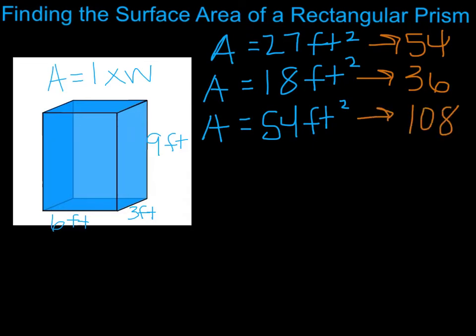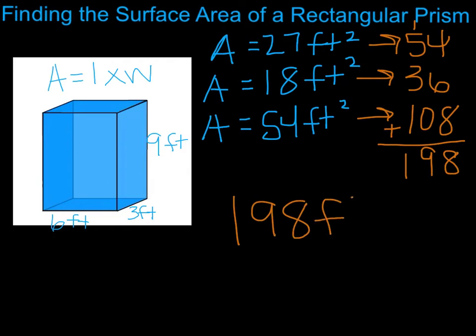Now that I have these 3 numbers, all I have to do is add them together and I have the surface area of this rectangular prism. My final answer is 198 feet squared. Since I'm still talking about the area of a figure and we know that we multiply 2 different dimensions to find area, I have to add the exponent of 2 onto my answer because surface area is squared.